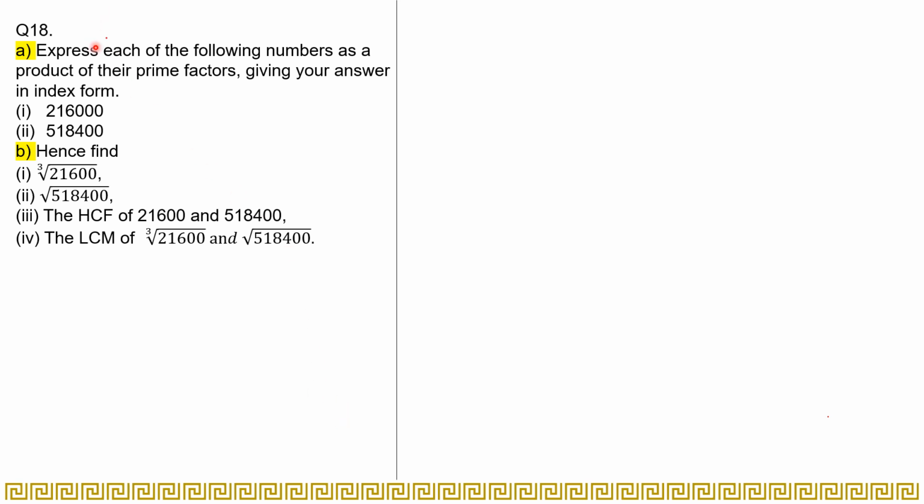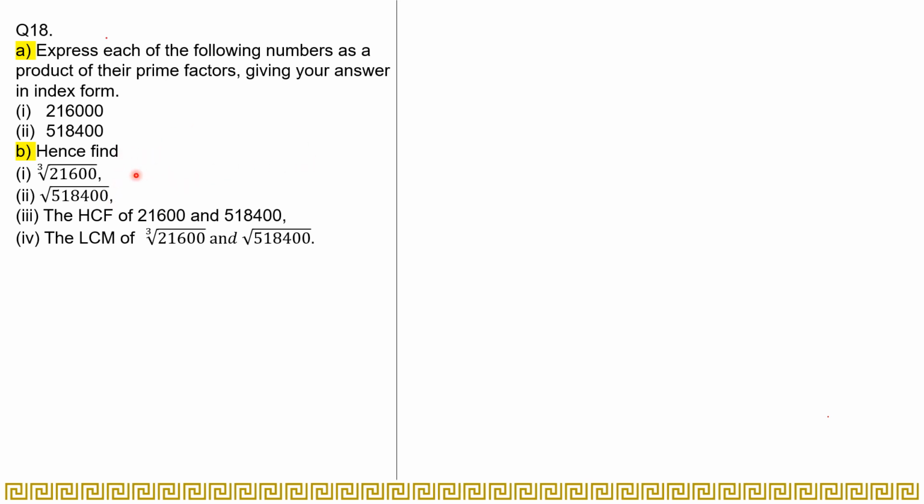So let's begin. Express each of the following numbers as a product of their prime factors, giving your answers in index form. Okay, two numbers are given. You have to do the prime factorization for both of these, and you have to write the product in index form. That is, you have to write it in the form of powers of those numbers, right?